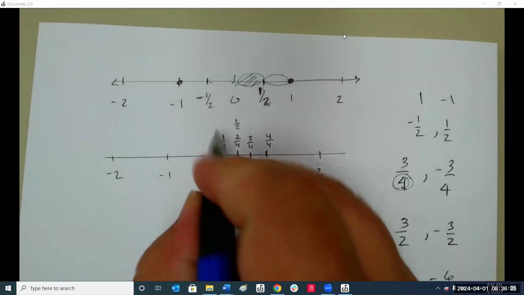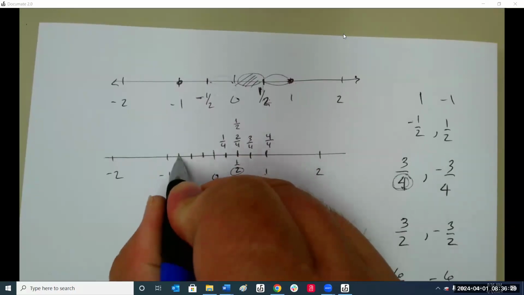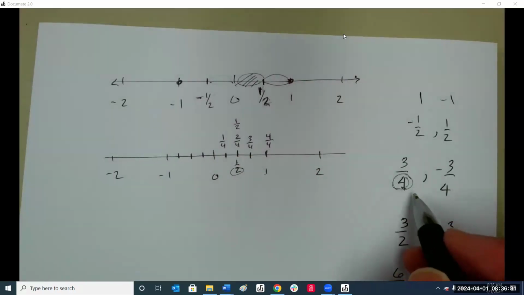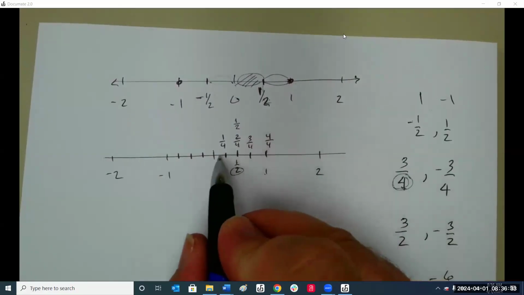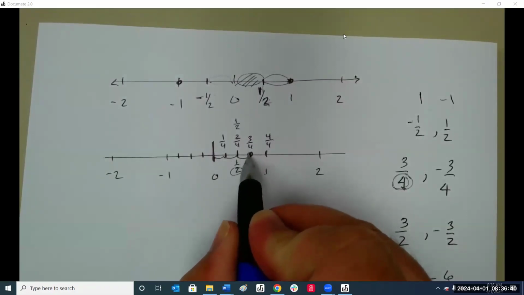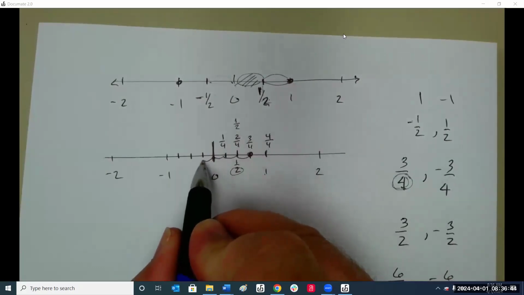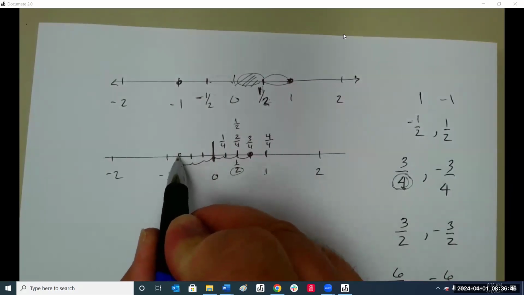And then we do the same thing here. So here's -1/2 and cut those in half. So 3/4 would be what? Start from 0 and go 3. 1, 2, 3. And left-wise. 1, 2, 3.